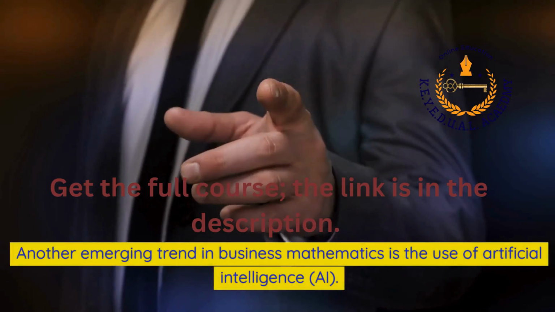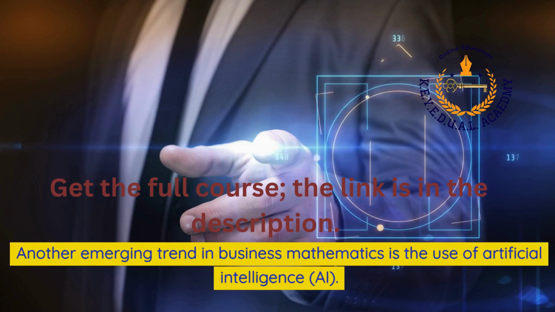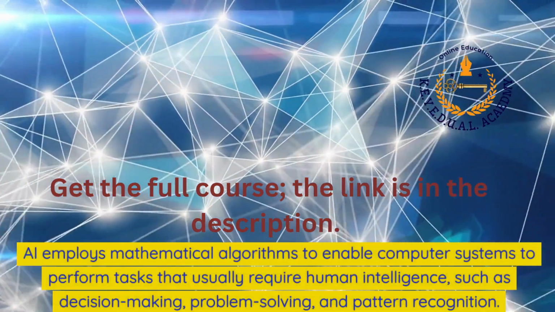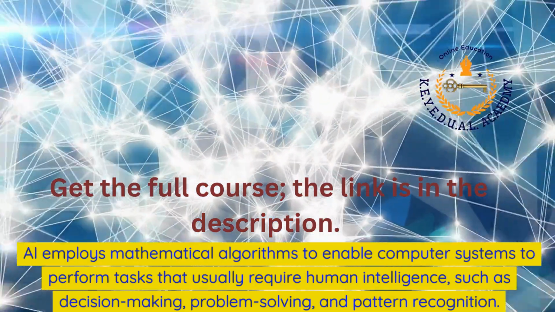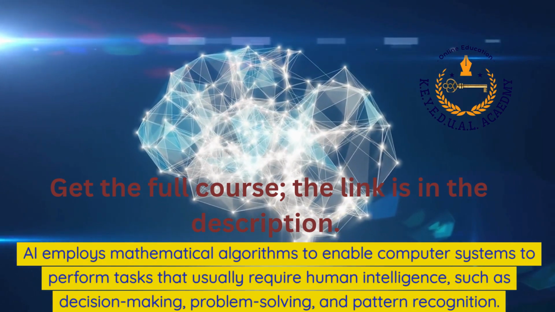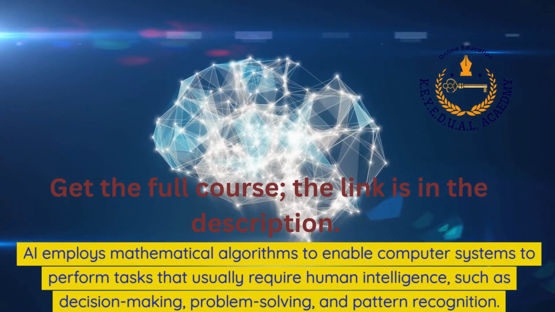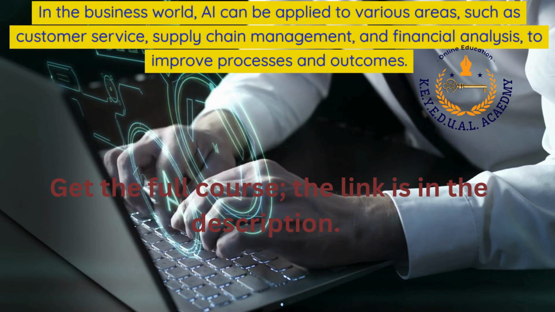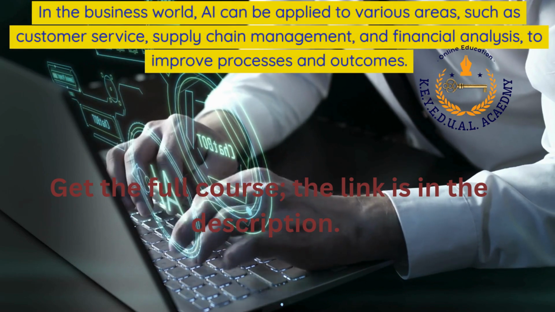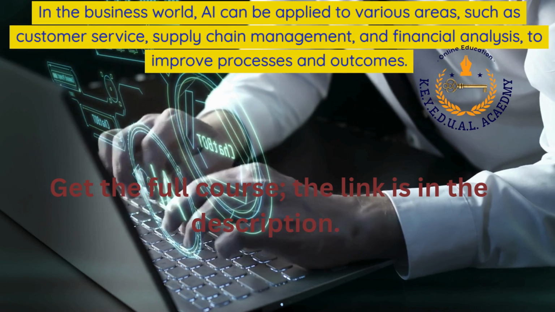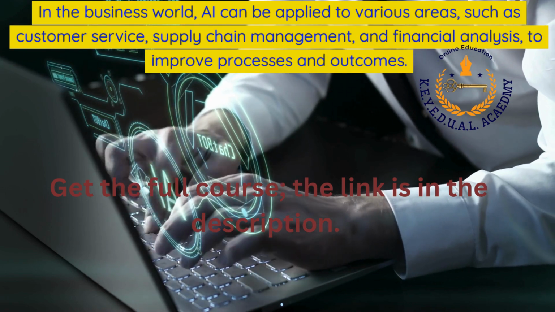2. Artificial intelligence. Another emerging trend in business mathematics is the use of artificial intelligence, AI. AI employs mathematical algorithms to enable computer systems to perform tasks that usually require human intelligence, such as decision-making, problem-solving, and pattern recognition. In the business world, AI can be applied to various areas, such as customer service, supply chain management, and financial analysis, to improve processes and outcomes.